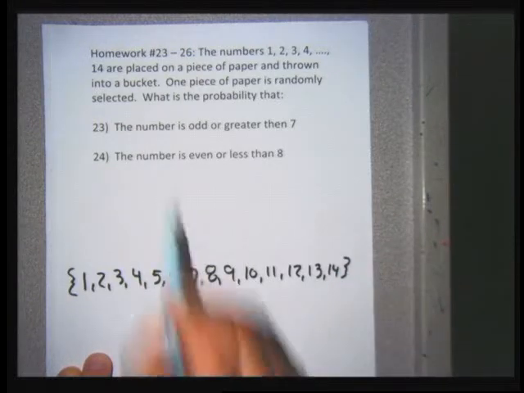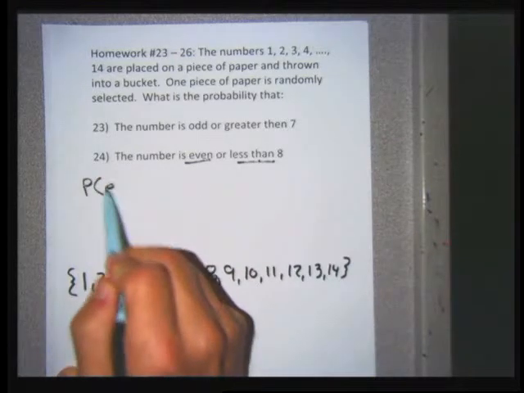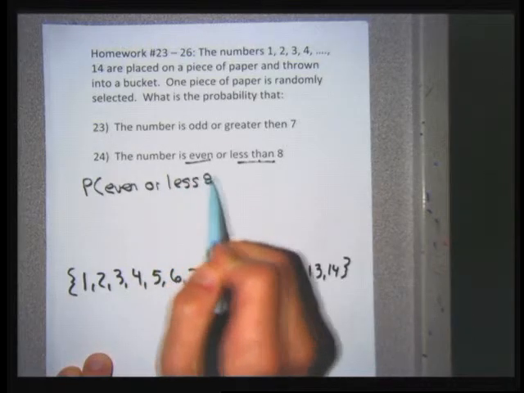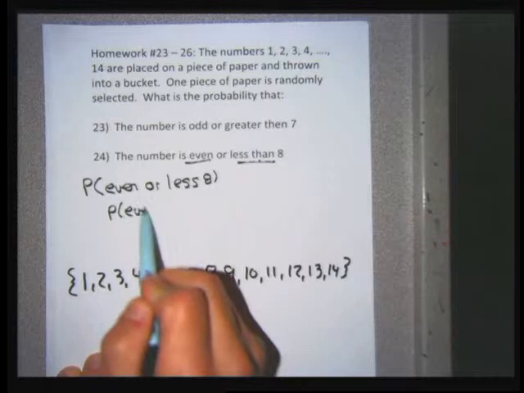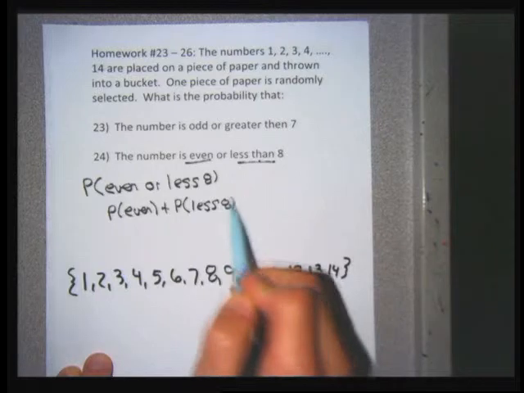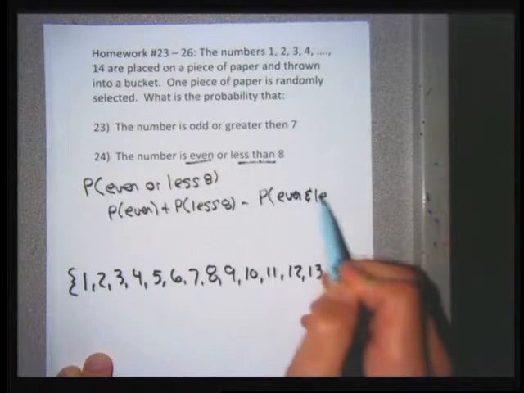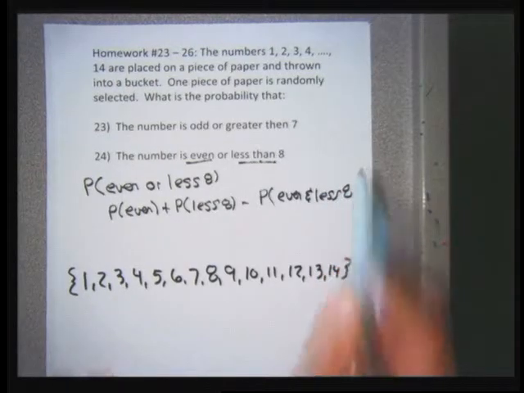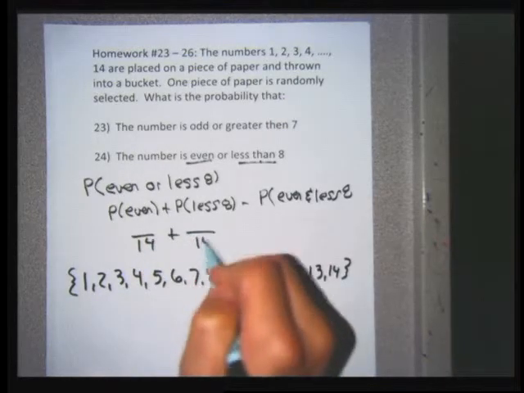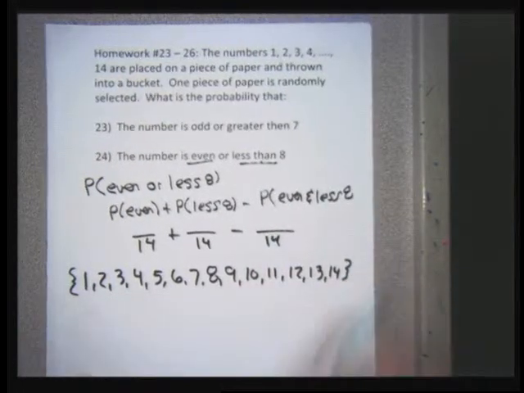So for 24, I want to get the probability of even or a number less than 8. So the probability of even or less than 8 is going to equal the probability of getting an even plus the probability of getting a number less than 8 less the probability of getting a number that's both even and less than 8. So each fraction is going to have a 14 in the denominator because there's 14 elements in the sample space, because I'm taking the numbers 1 through 14 and putting them on slips of paper.